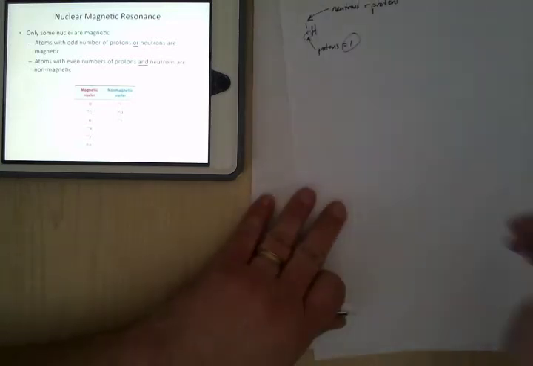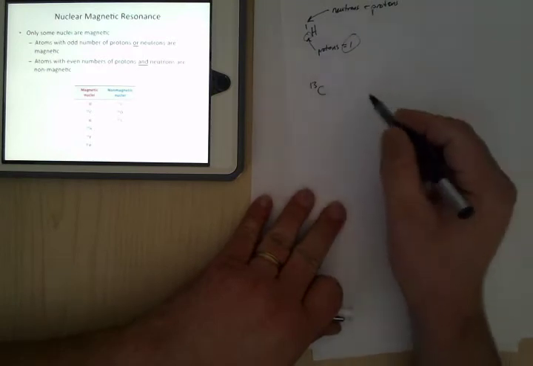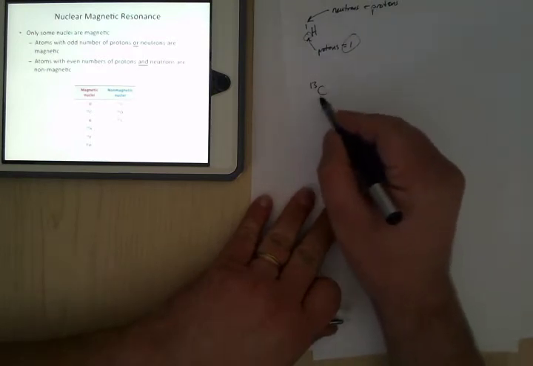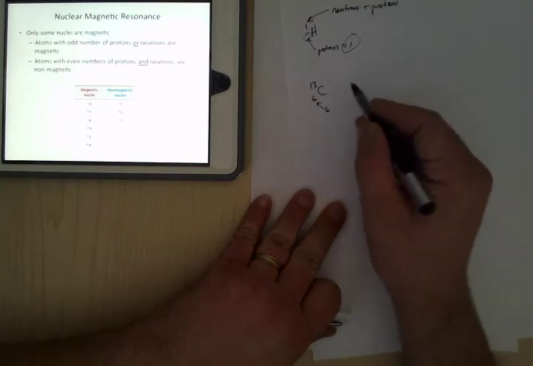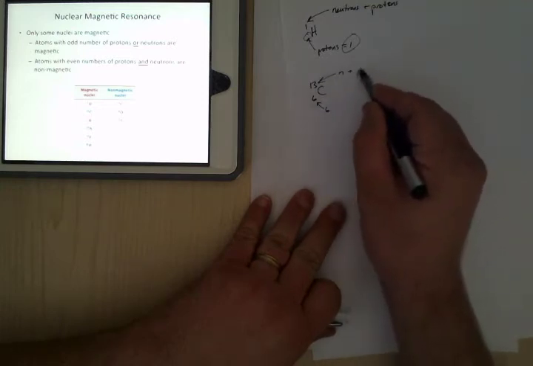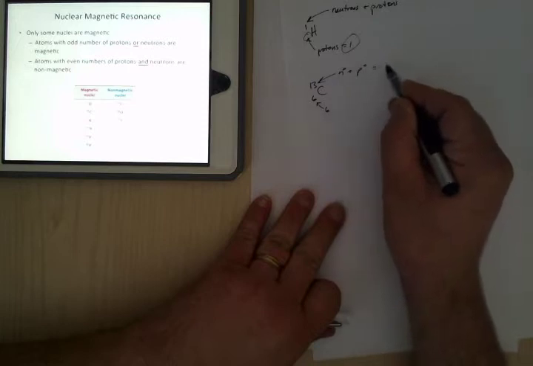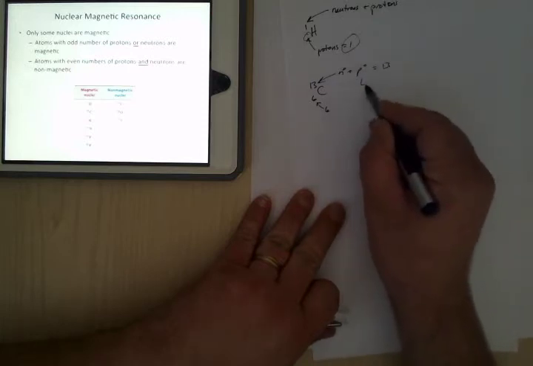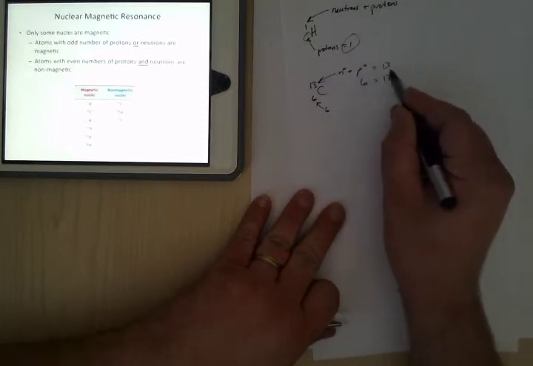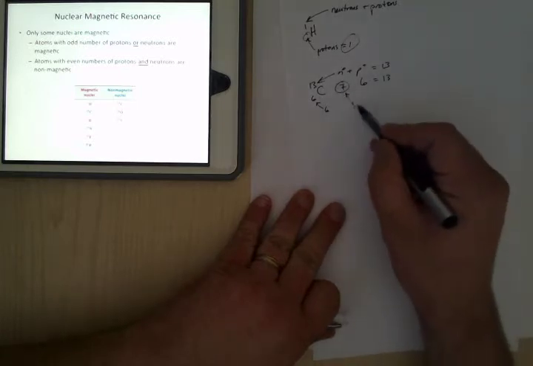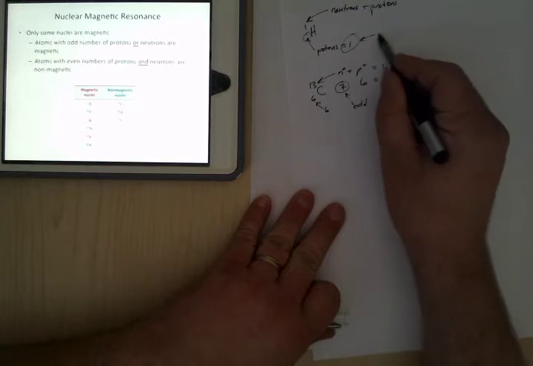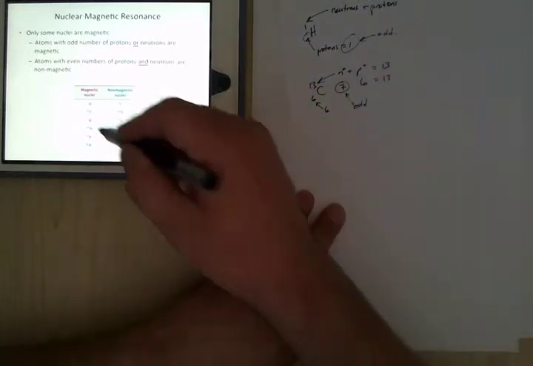If you look at something like carbon-13, carbon has 6 protons. This number is neutrons plus protons, equal to 13. So if this is 6, that means that this is 7. This is odd, so we're good. You do that for all of them.